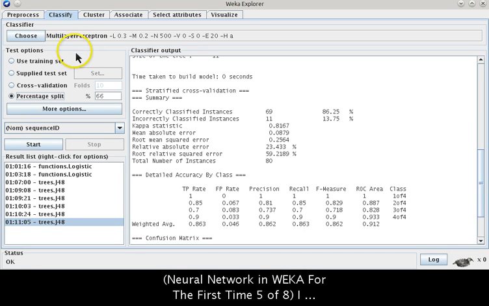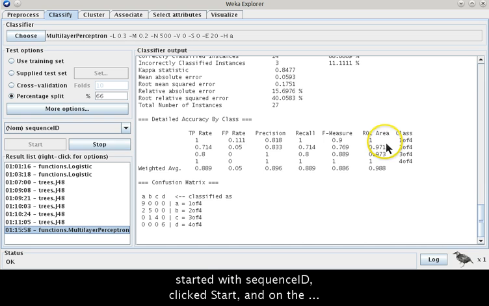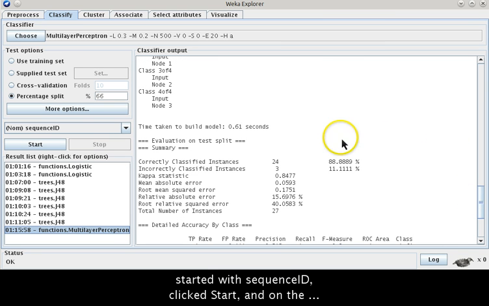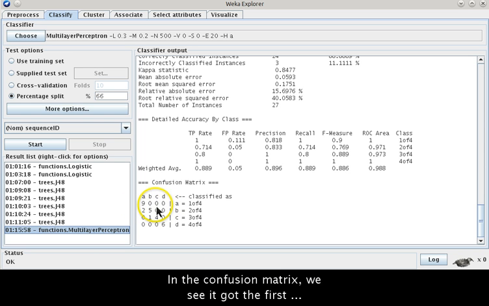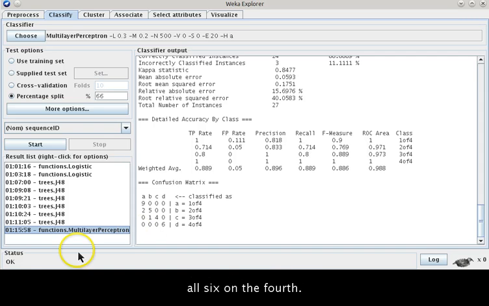So let's see how accurate the algorithm was in predicting sequence ID on that fresh set of 27 instances that it held out for testing. Well, it was 89%, as you saw, and the first sequence it got them all right, but as again the middle ones, there's uncertainty, and as you can see, the last one it got them all right.